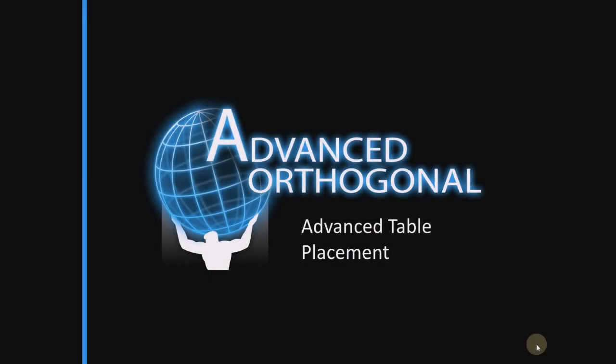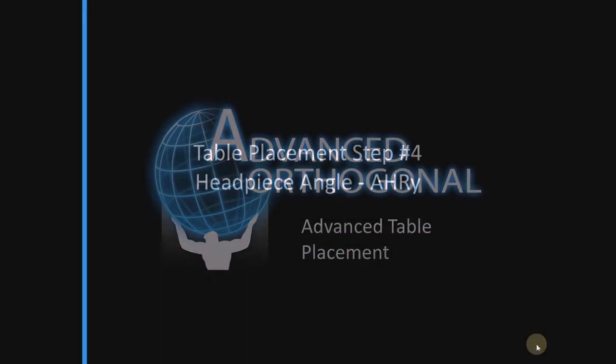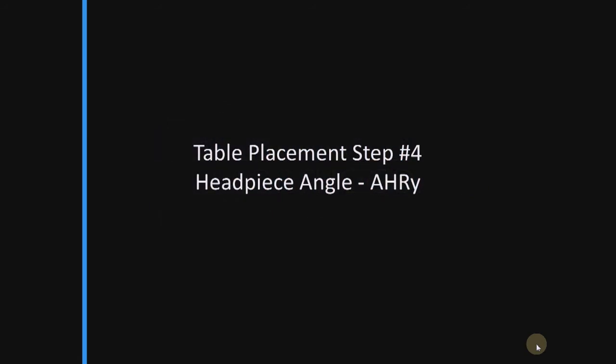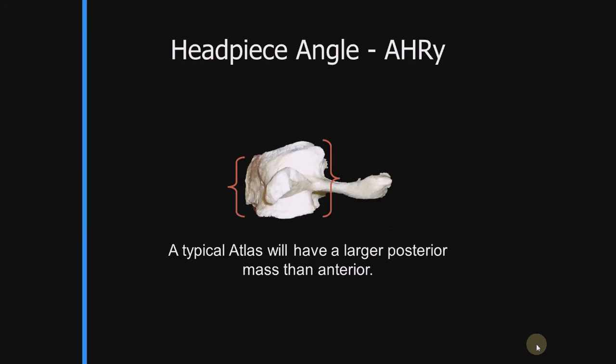In our next component of table placement, we're going to be reviewing the headpiece angle application according to the effect of the AHRY misalignment component. In consideration that the posterior atlas mass is typically much taller than the anterior mass, if you were to observe compressing a vertical weight dropping down onto this, the larger posterior mass would tend to want to squirt posterior out from underneath it.